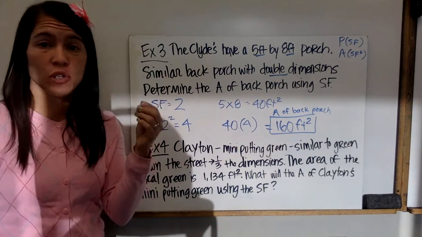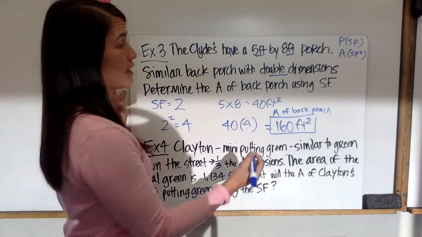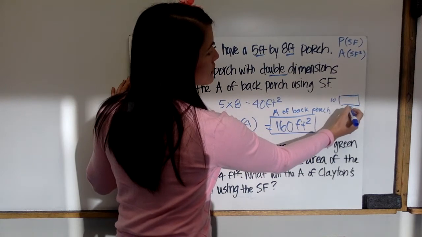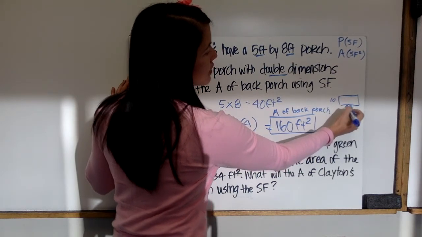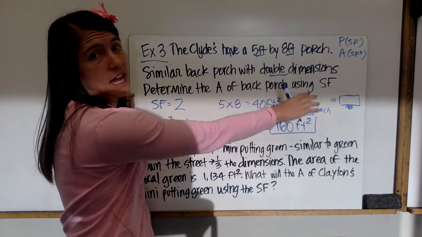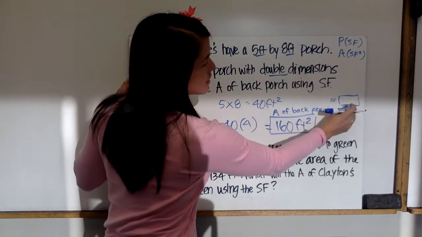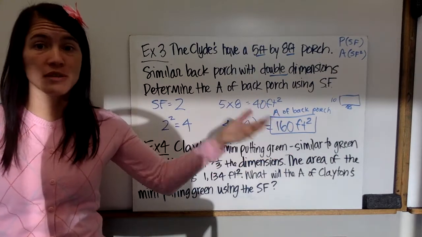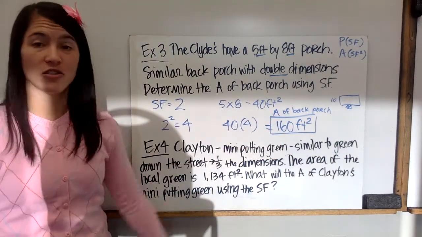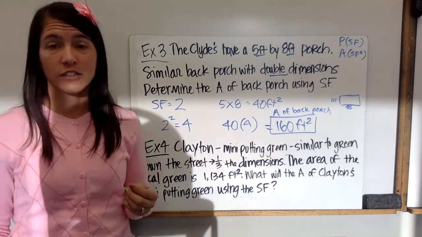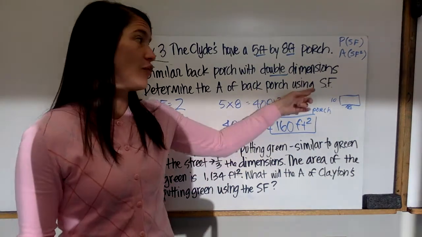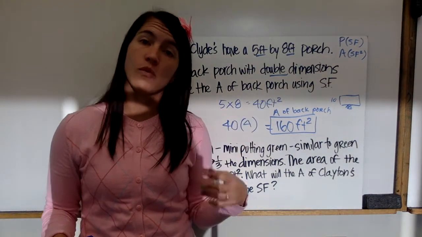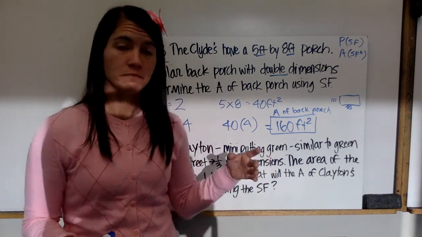And if you are visual and you want to draw a picture, then go on ahead. The new porch would be 10 by 16, because the front porch was 5 by 8. If you actually double the dimensions and find the area, it still is going to be 160. But the problem specifically says determine it by using the scale factor. So we just want to make sure you understand the process of what the scale factor does to the area.